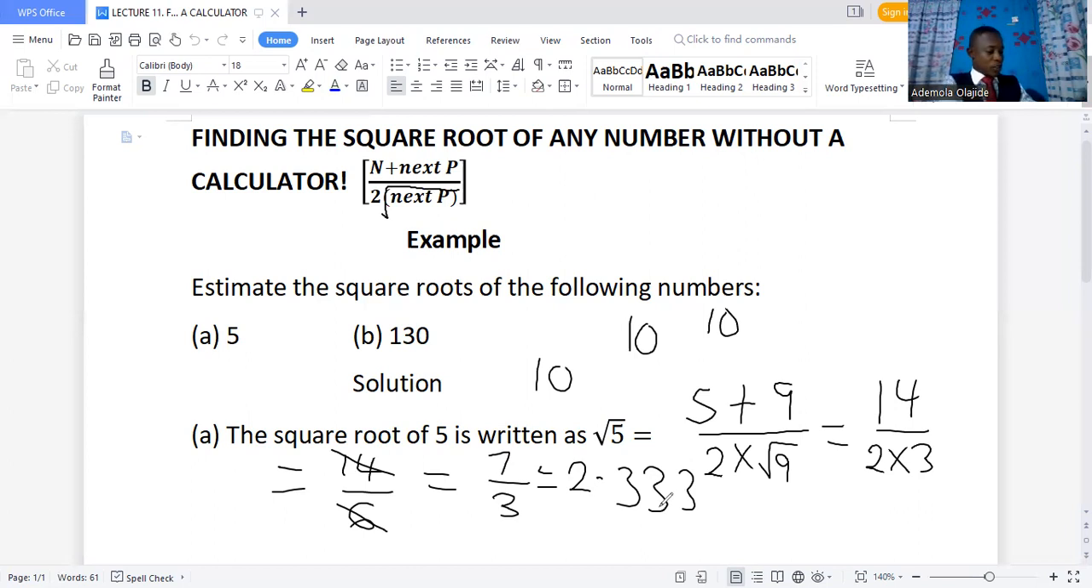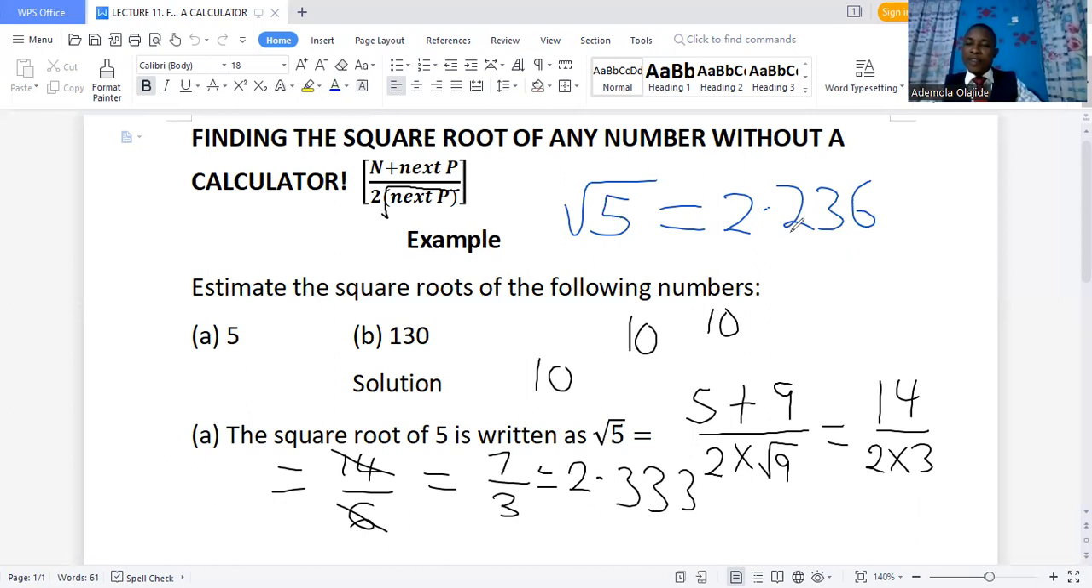Now, if I use a calculator, the square root of 5 from the calculator is going to give me 2.236. You will see that the difference between this and the number we have here, the actual value and this estimate, is insignificant. Estimate means something very close to the actual. The difference is just 0.1.